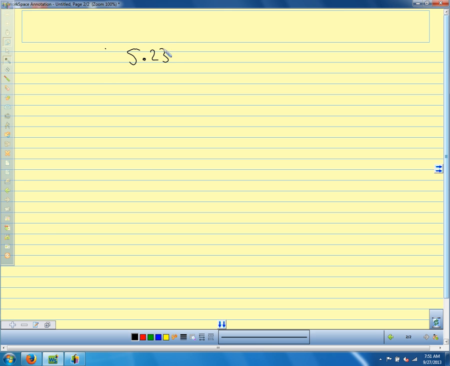5.23 repeating. What do we know about that number? It repeats. It's rational. A rational number is a repeating decimal. So it's a rational number. So how can it be represented? It's a rational number. We can represent it as a fraction.